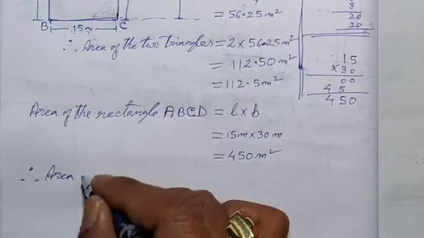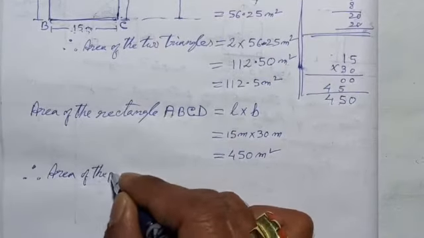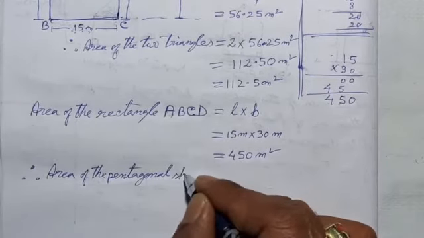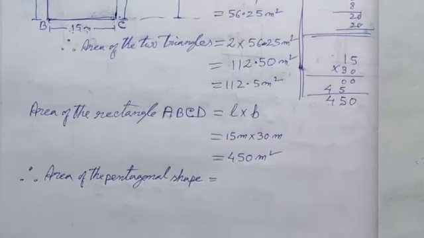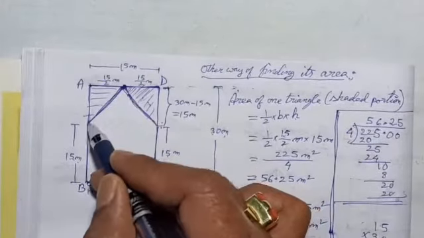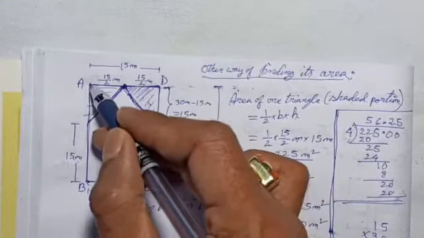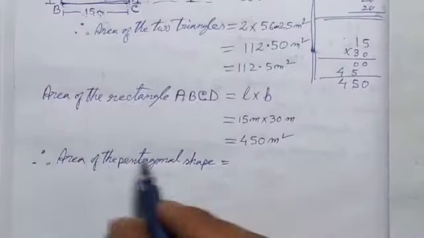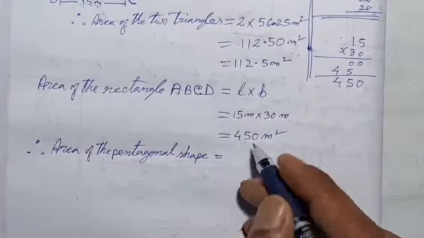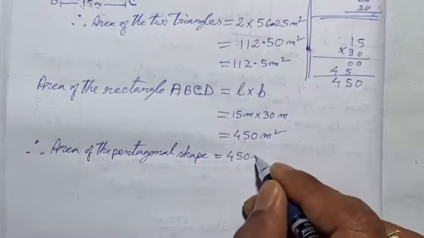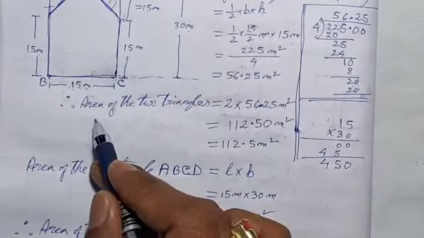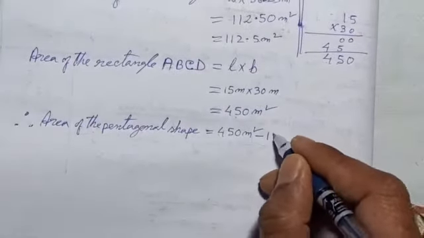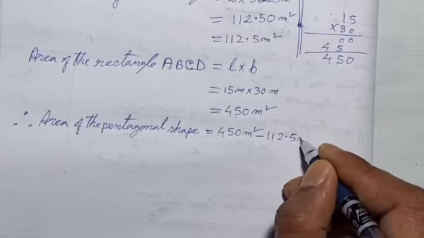Therefore, area of the pentagonal shape. If we want to find out area of this pentagonal shape, then from this whole rectangle we are going to subtract area of these two triangles. So area of the rectangle ABCD is this 450 meter square. Then area of the two triangles is 112.5 meter square.